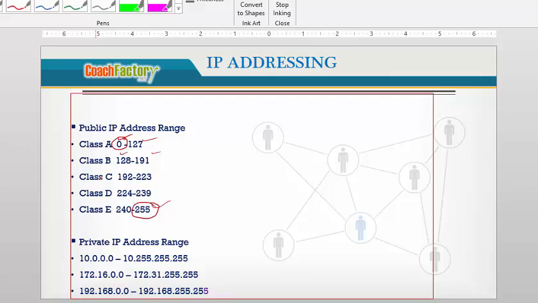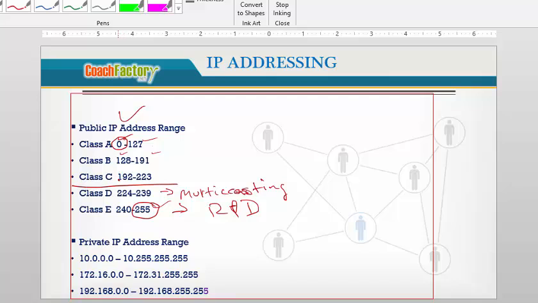Even though we have 5 classes in public IP addresses, we can only use up to class C. Class D is reserved for something known as multicasting. There are some protocols which we are going to learn in CCNA itself. These protocols are going to exchange data between them using these class D addresses, which is known as multicasting purpose. So that's why we are not going to use the class D addresses, and class E addresses are used for research and development. So this is reserved for research and development, so we cannot use that.